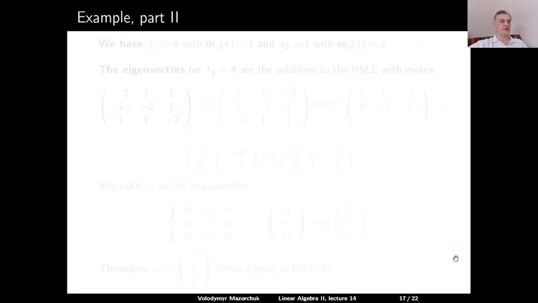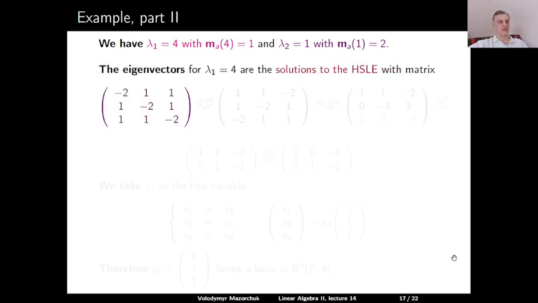So we have two eigenvalues. The eigenvalue lambda 1, which is equal to 4 with algebraic multiplicity 1, and the eigenvalue lambda 2, which is equal to 1 with algebraic multiplicity 2. Let us determine the eigenvectors. The eigenvectors for lambda 1, which is equal to 4, are the solutions to the homogeneous system of linear equations with the matrix. We take the matrix of the linear operator and we subtract 4 on the main diagonal. So we get minus 2, 1, 1, 1, minus 2, 1, 1, 1, minus 2.